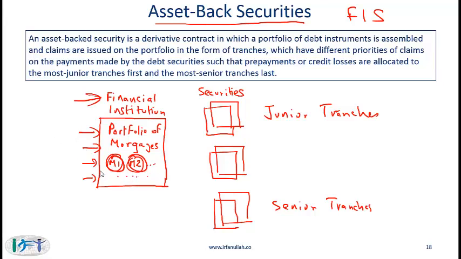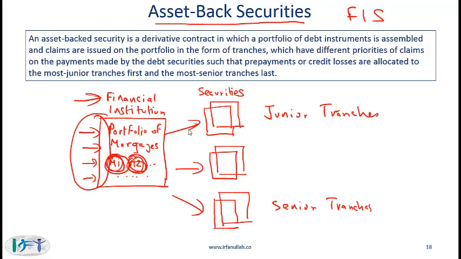So the homeowners make mortgage payments. These mortgages are assets. The financial institution effectively has created a portfolio of these mortgages. Against these mortgages, the financial institution issues several securities, and these securities are called tranches. The idea is that the payments that come in, or these mortgage payments which come in, are redistributed to the various securities.